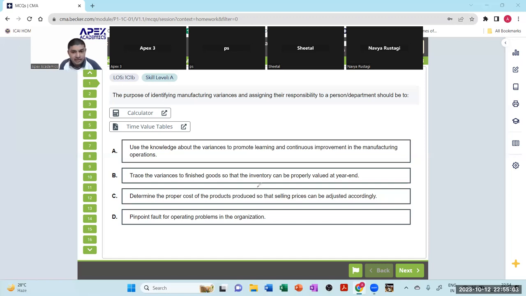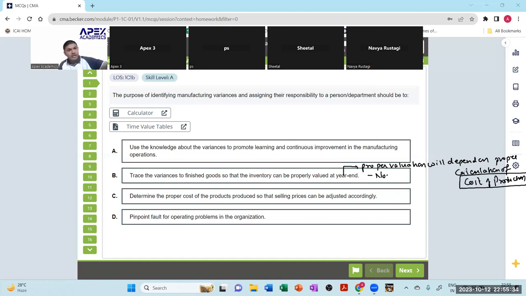Please understand. Trace the variances so that they can be properly valued. How will they be properly valued at year end? At year end, proper valuation will depend on proper calculation of cost of production. Please agree. Cost of production for absorption will be fixed plus variable. For marginal it will be only variable. Correct? In that, do I need variance? You tell me, do I need variance?